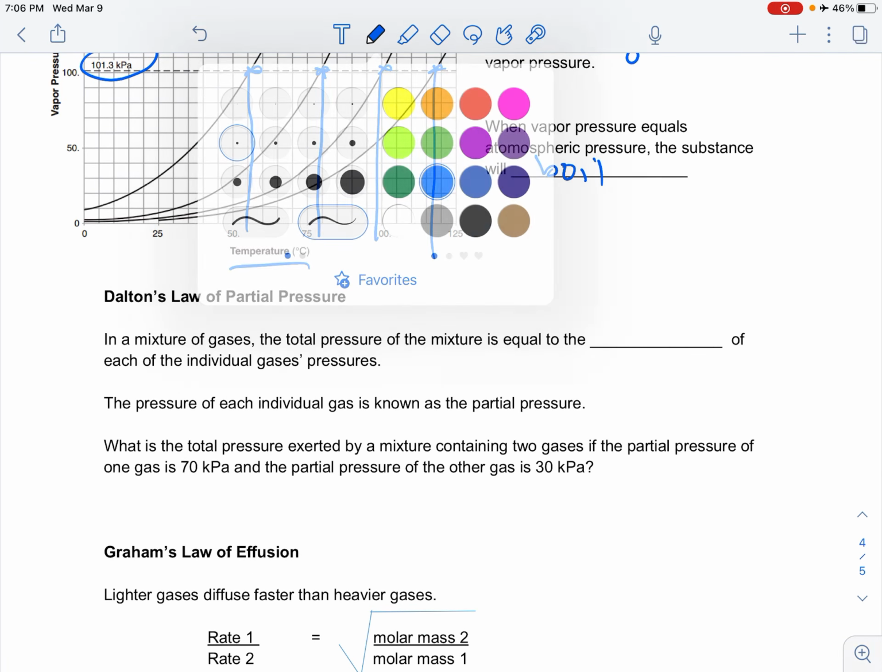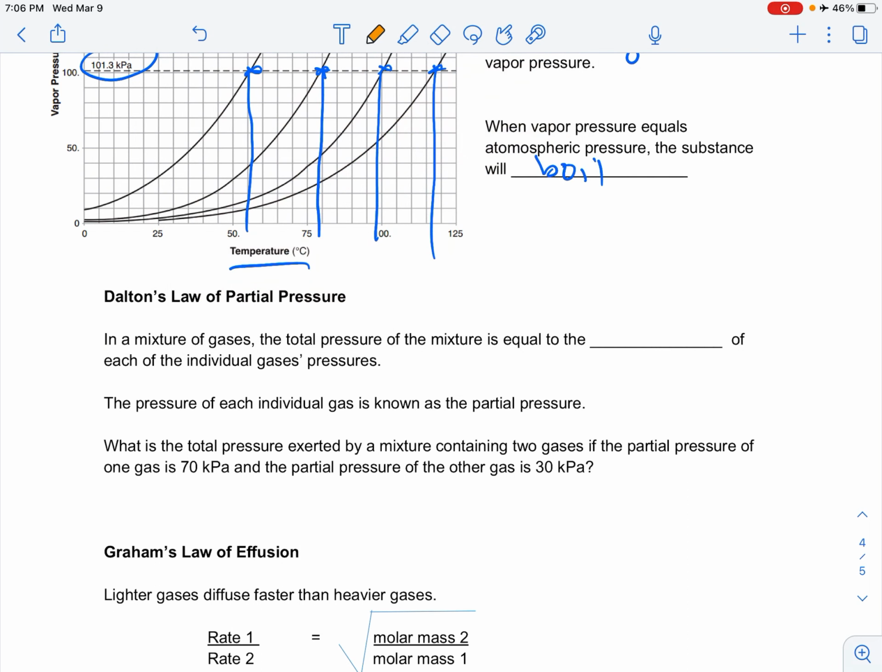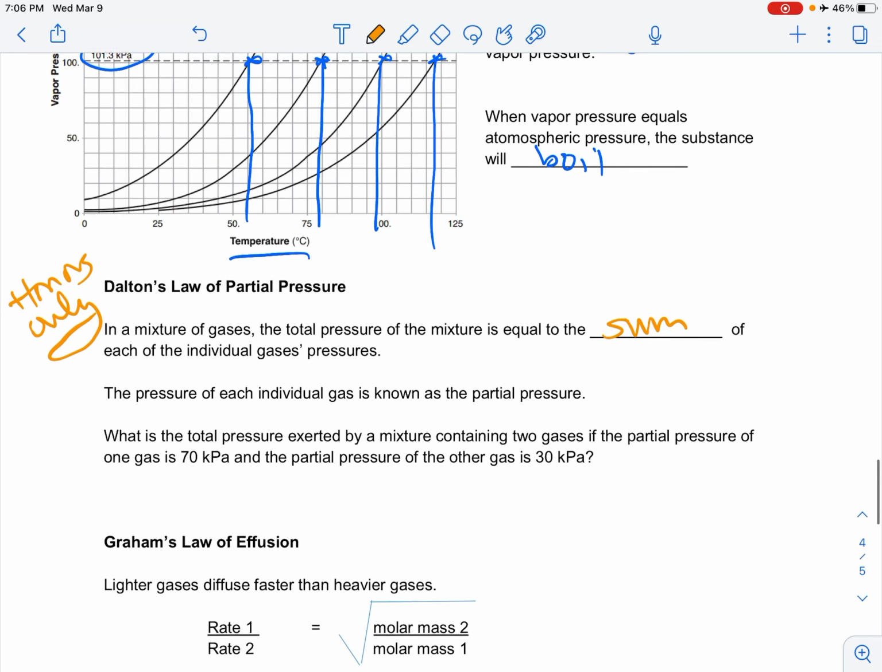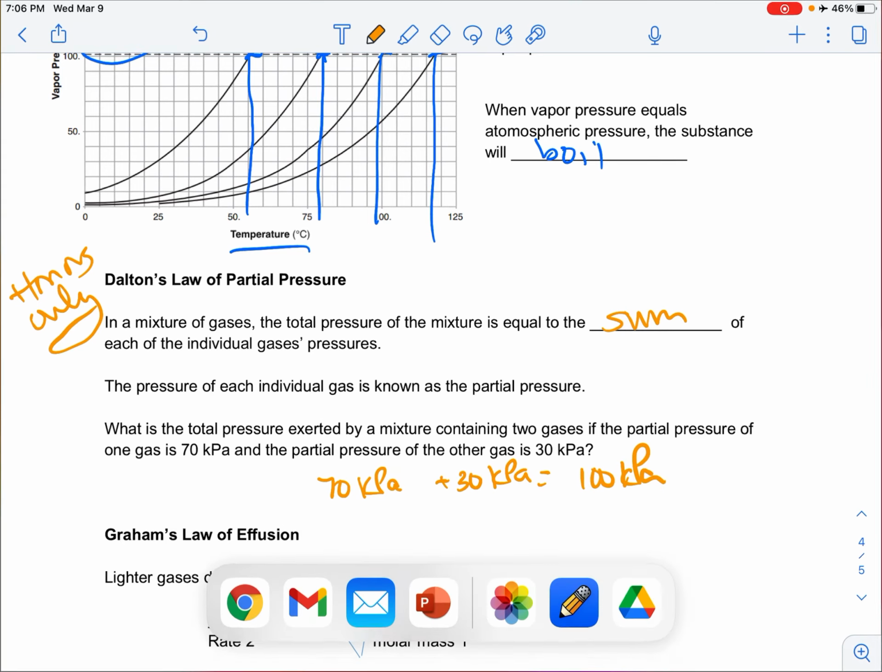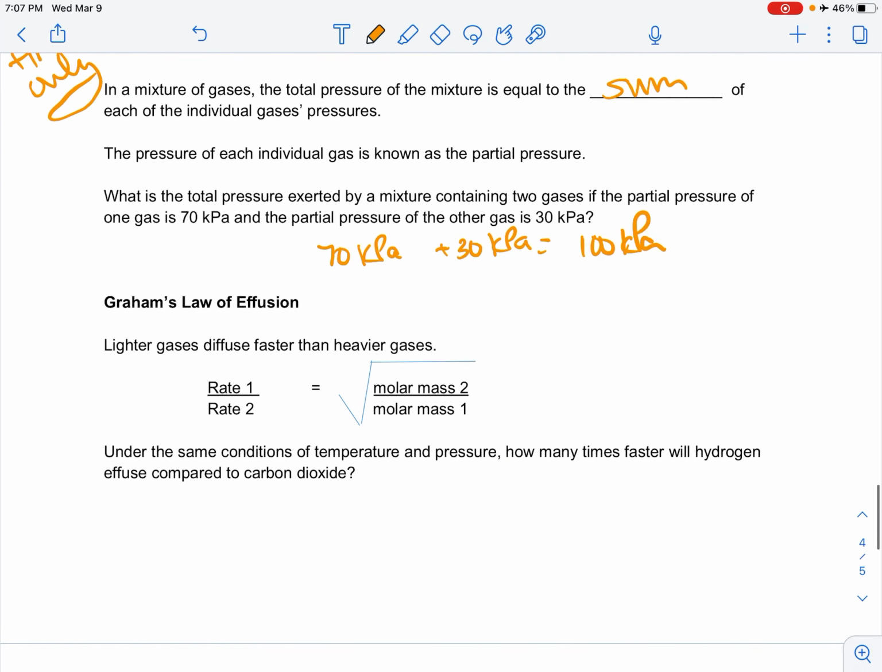Dalton's law of partial pressures. This is honors only. In a mixture of gases, the total pressure of the mixture is equal to the sum of each of the individual gases' pressures. What is the total pressure exerted by a mixture containing two gases if the one gas is 70 kPa and the other is 30? Well, gee, what's the total? 100 kPa. And finally, honors only, Graham's law of effusion.